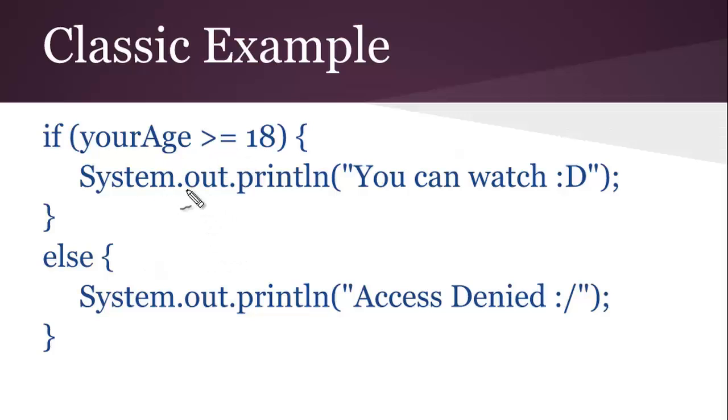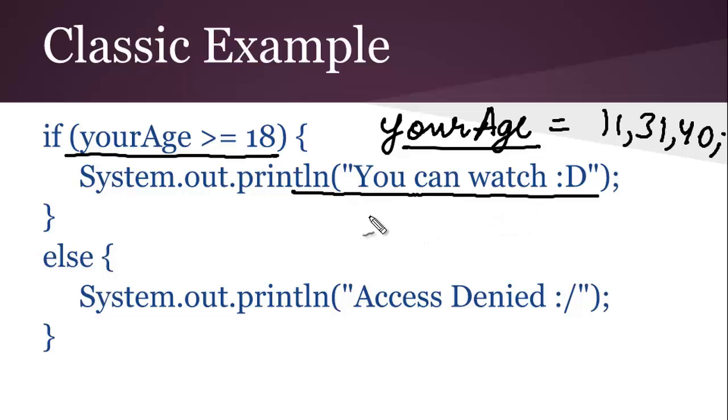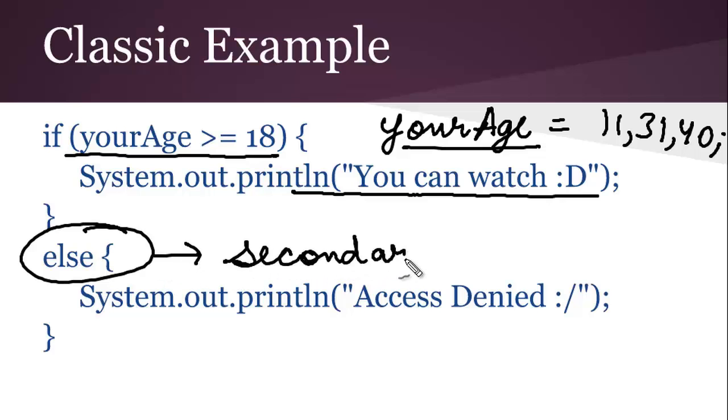Now converting what we saw previously into a piece of code would transform into something like this. Let age be the variable, which is basically your age. You can set it to anything, 11, 31, 40, whatever you fill. Now if your age is greater than or equal to 18, the program will print happily that you can watch the movie. But now this is what we are going to understand, that this is the secondary path. So the first path was that your age is greater than or equal to 18.